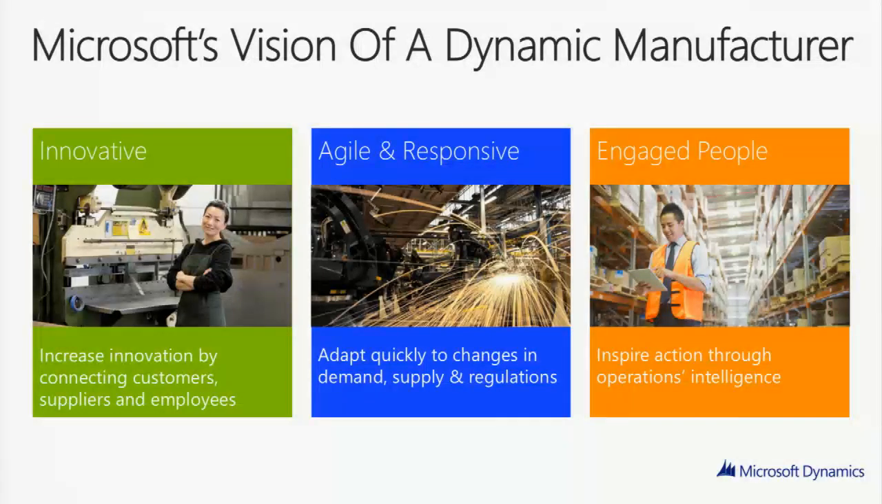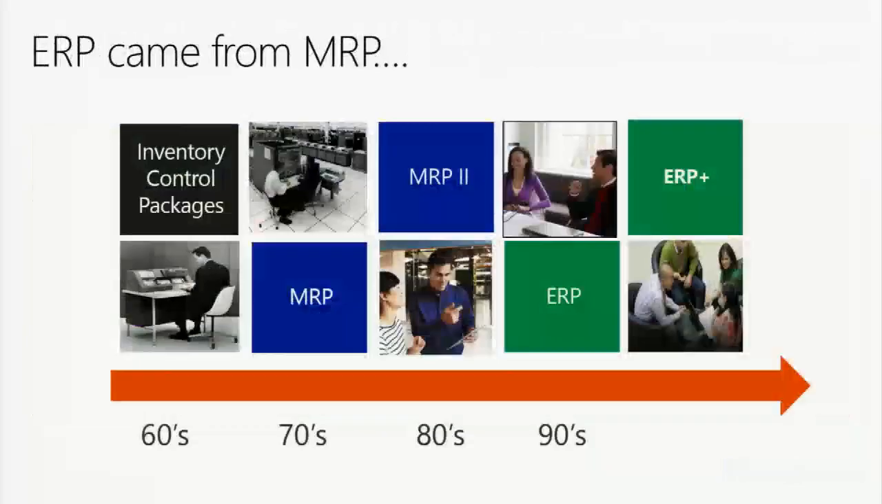The second is we believe that manufacturing companies must be agile and responsive. I've talked about why that's important already. And lastly, we believe that the future vision of a manufacturer is that people are the center, and you need people to be engaged in the business of manufacturing. So for all of this, you need tools, products, devices, and services to bring to bear for the vision of a dynamic manufacturer. I'll talk a little bit about ERP and actually its relationship to CRM.